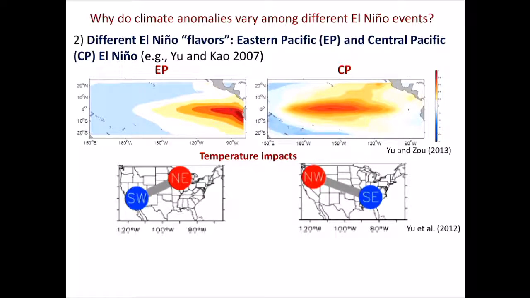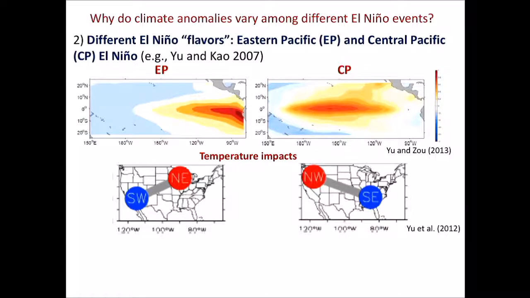Another idea that's gotten lots of attention in recent years are these so-called different El Nino flavors, with a particular focus on the difference between the Eastern Pacific and Central Pacific El Nino. And as the name implies, the Eastern Pacific El Nino is centered more towards the Eastern Pacific, Central Pacific more towards the dateline. And there are studies arguing that the impacts of Eastern Pacific and Central Pacific El Nino are distinct. For example, this Yu et al.